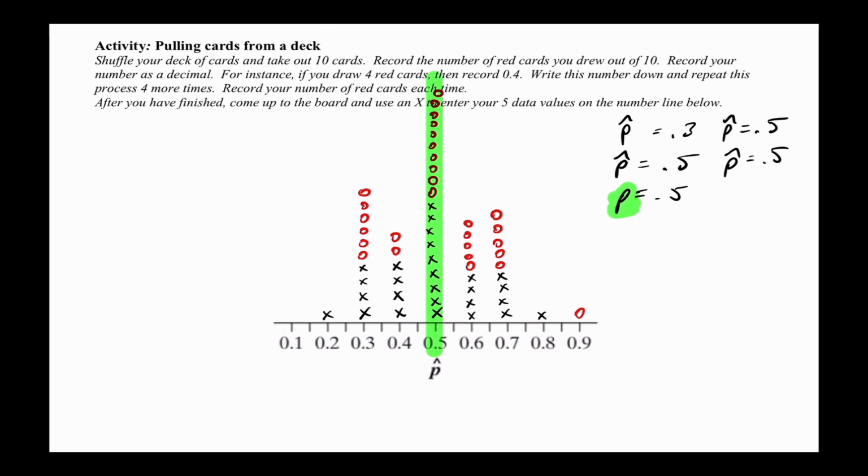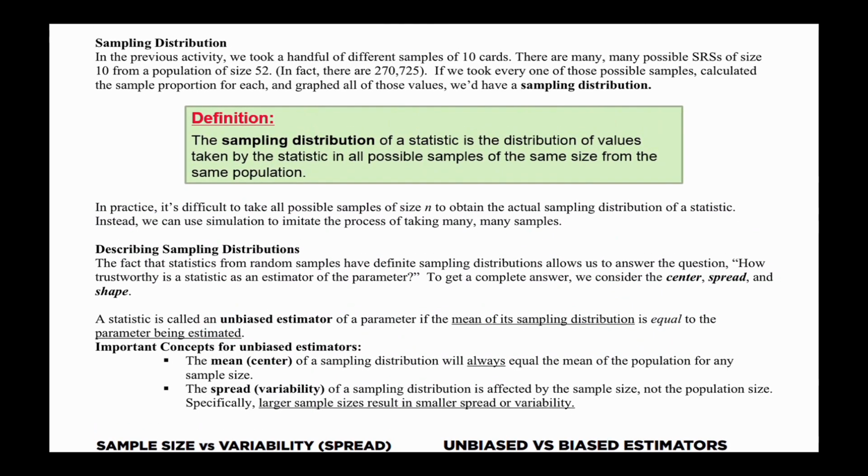If I could do that an infinite number of times, that would be ideal. But again, we can't do it an infinite number of times because that just doesn't exist. So the sampling distribution of a statistic is the distribution of values taken by the statistic in all possible samples of the same size from the same population.